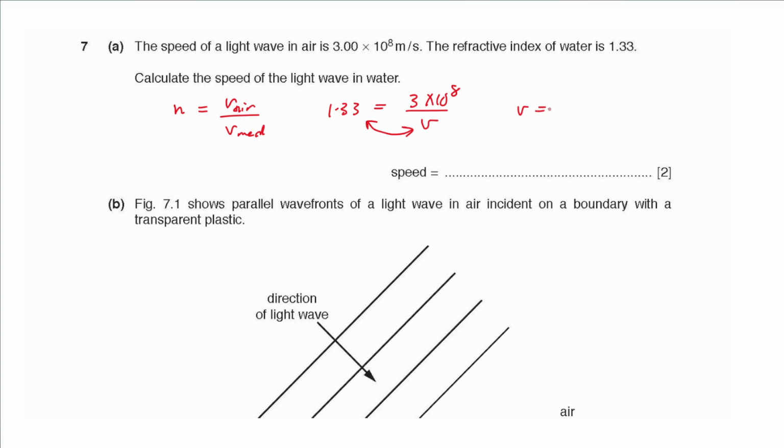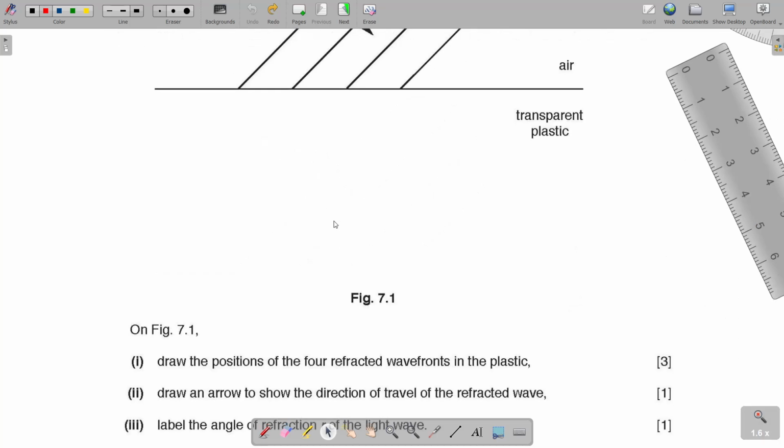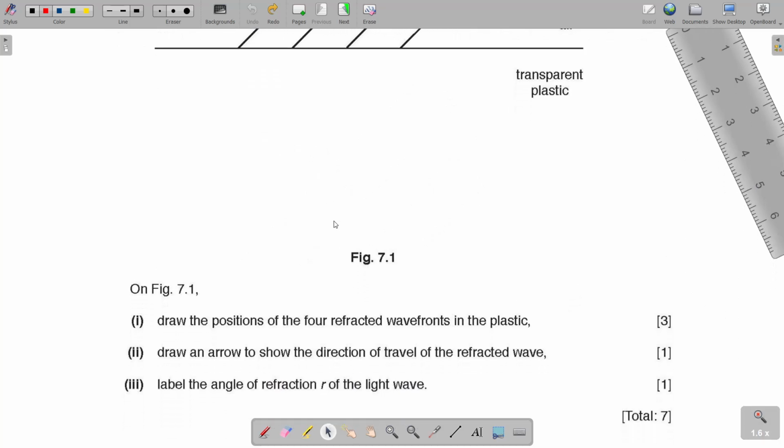That gives a velocity of 2.2556 times 10 to the power of 8. We can approximate that to 2.3 times 10 to the power of 8, and the unit is meters per second. Part B says figure 7.1 shows parallel wavefronts of light wave in air incident on a boundary with a transparent plastic. On figure 7.1, we are required to draw the positions of the 4 refracted wavefronts in the plastic and draw an arrow to show the direction of travel of the refracted wave. And then we label the angle of refraction R of the light wave.